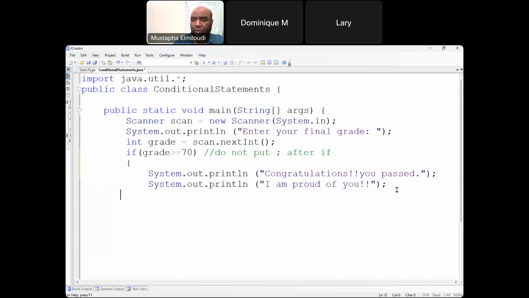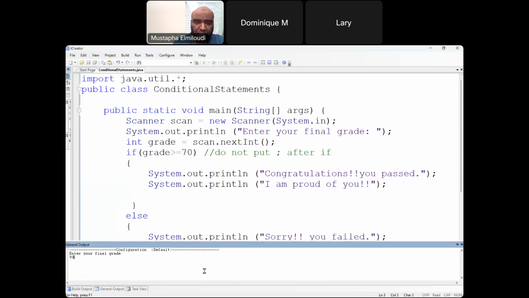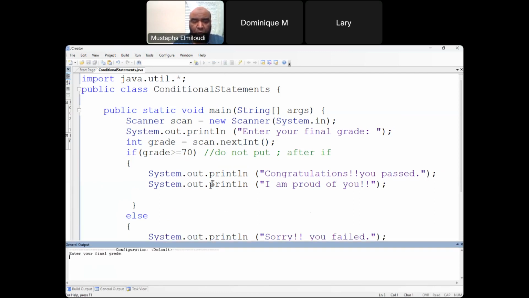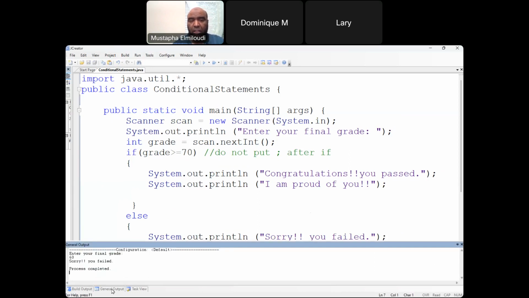So now I'm going to put this back where it was. I'm going to press Control V because I have them there. Okay, now we have no problem whatsoever. Why? Because the braces will keep them together. So if I put 90, the first two will be together. If I put a failing grade, only the "sorry I failed" will be there. 60. You see that? Sorry you failed. You're not going to see the other one. Why? Because they are together. Either they show together or they disappear together.